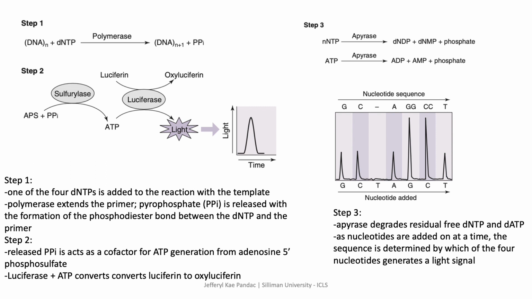Luciferase plus ATP converts luciferin to oxyluciferin with the production of light, which is detected by a luminometer. The system is regenerated with the apyrase that degrades residual free dNTP and dATP. As nucleotides are added to the system one at a time, the sequence is determined by which of the four nucleotides generates a light signal.